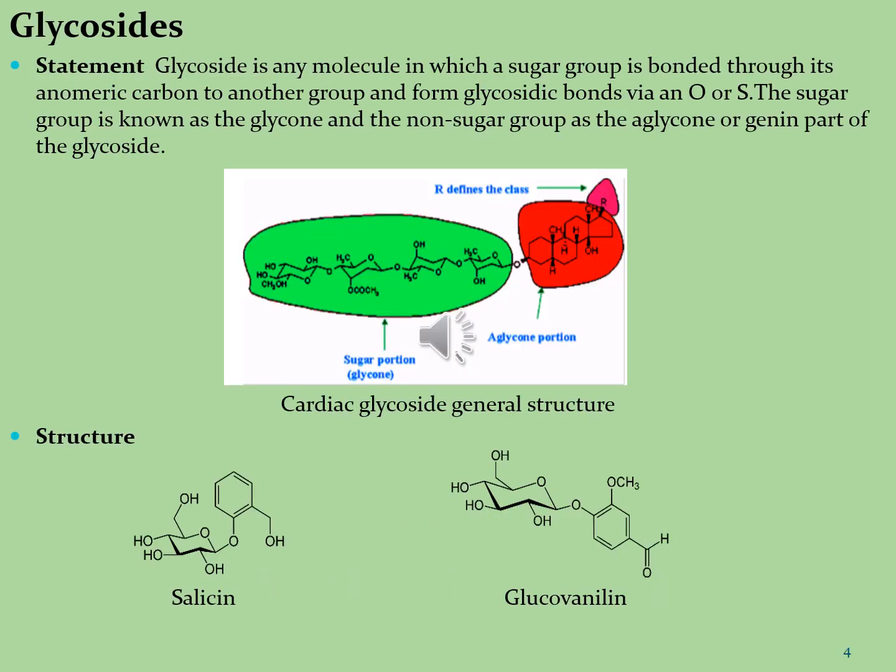Let's see what are the glycosides. Glycosides are the phytoconstituents that have been derived from plant sources, and a glycoside is any molecule in which a sugar group is bonded through its anomeric carbon atom to another group and forms glycosidic bonds via an oxygen atom or sulfur atom. The sugar group is known as the glycone part, and the non-sugar group is generally known as the aglycone part.